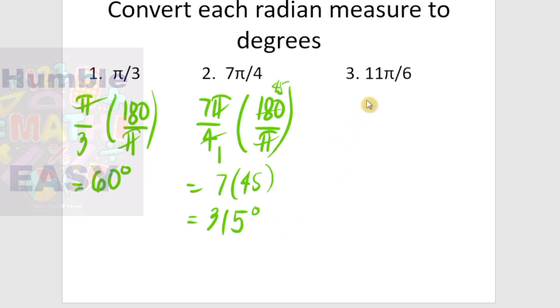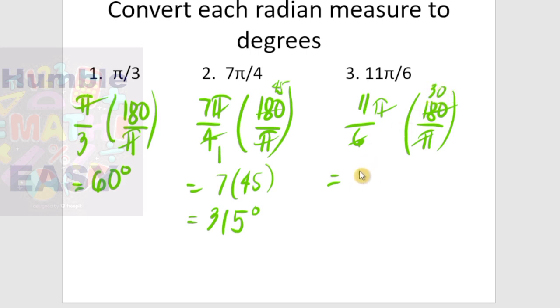And then another example, which is 11 pi over 6. We multiply by 180 over pi and cancel. 180 is divisible by 6, so we have 30. So 11 times 30 is 330 degrees. So this is how to convert radian to degree, and the first one was degree to radian.